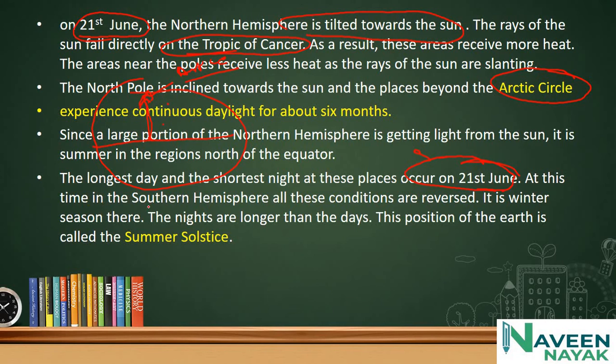At this time, while it is summer in the northern hemisphere, in the southern hemisphere all these conditions are reversed. In the southern hemisphere, they will get longer nights and shorter days. It is winter season there. The nights are longer than the days. This position of the earth is called summer solstice.